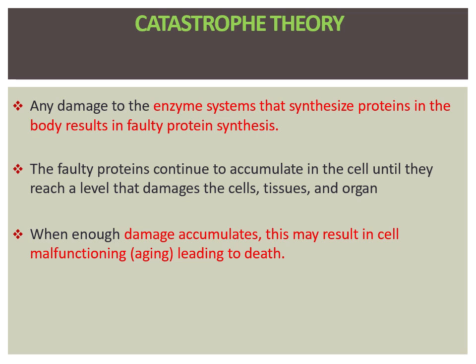The catastrophe theory is otherwise termed the error catastrophe theory of aging, which states that aging is the result of the accumulation of errors in the cellular molecules that are essential for cellular functioning and reproduction, eventually reaching a catastrophic level that is incompatible with cellular survival. This is termed catastrophe, where damage accumulates and may result in cell malfunctioning, which leads to death.